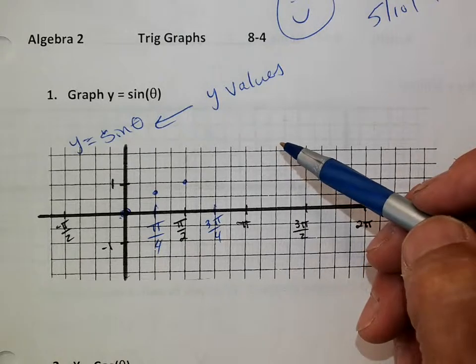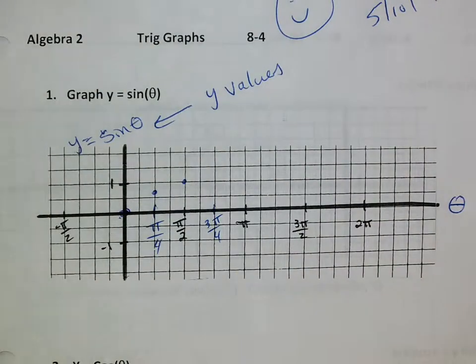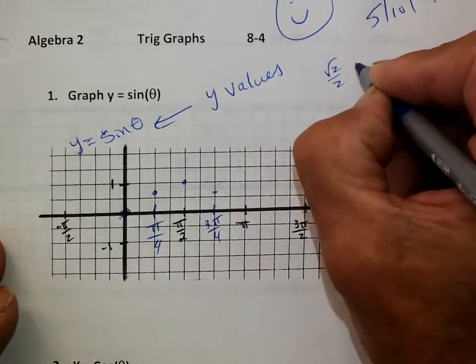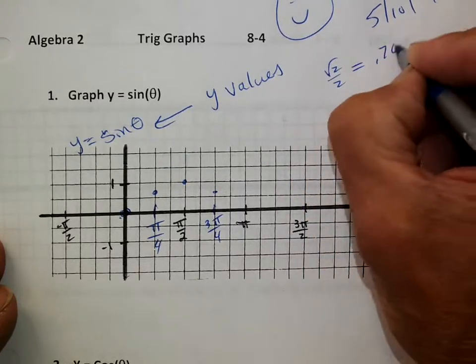The x is negative, but the y is positive. Think about this. The y value is the height anyway, right? Does that make sense? The y is the height. So it's square root of 2 over 2, which is approximately 0.7. Square root of 2 over 2 is approximately 0.707.